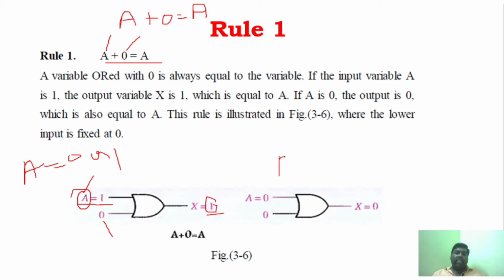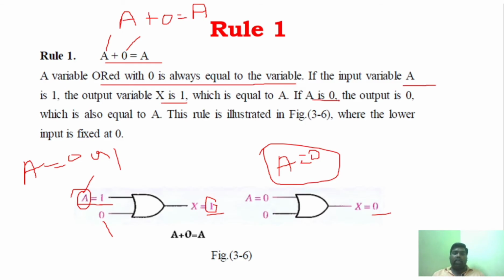And similarly, if A is equal to 0 and you add 0, once again the result will be 0, and we know that that is A. So a variable ORed with 0 is always equal to that variable. If the input variable A is 1, then the output is 1. If it is 0, then the output is 0. That is rule 1.